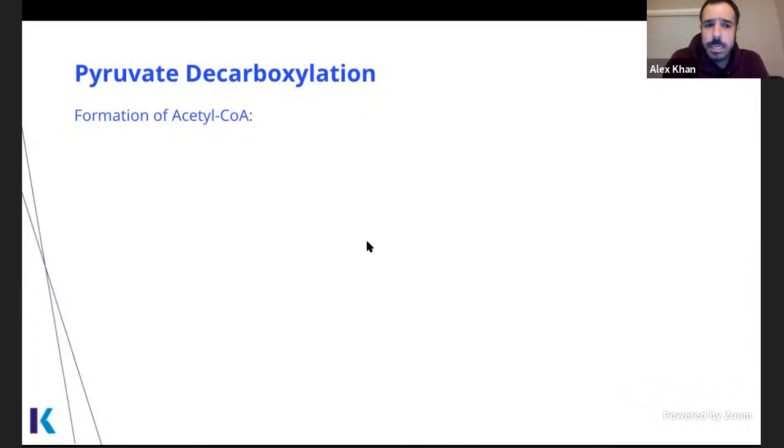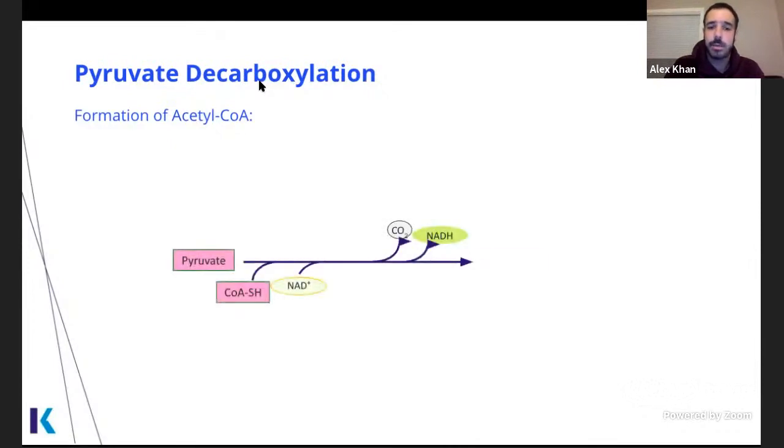It all happens in a step called pyruvate decarboxylation, right? The name actually tells us exactly what happens. We go from our molecule pyruvate and we remove a carbon, right? So we're going from a 3-carbon pyruvate molecule to a 2-carbon acetyl-CoA molecule. We are effectively decarboxylating our pyruvate. So that's what's going on in our little picture here.